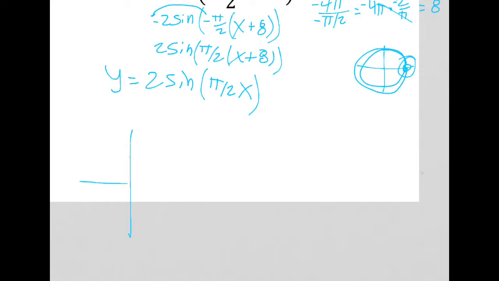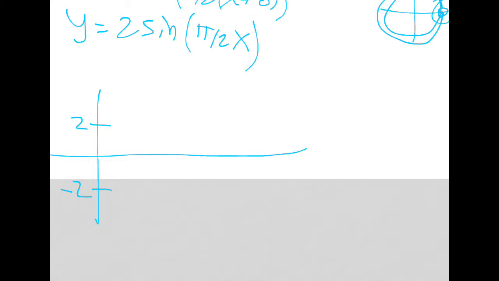So let's graph this right here. I know that I'm going to have an amplitude of 2, so I'll put 2 and negative 2 there. And I know that my period, we said, was 4. So I'm going to put a 4 over here, and I'm going to break it down just like I always do. Now, what do we know? Sine starts at 0, and then goes to its maximum, then back to 0, then to its minimum, and then back to 0. I said it starts at its minimum. I meant to say 0.